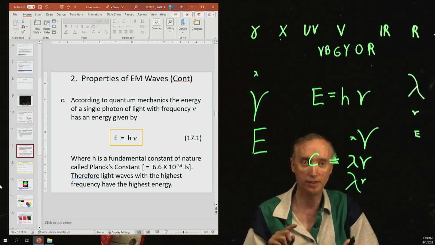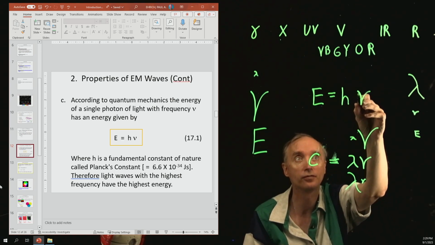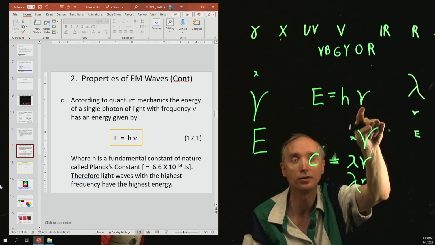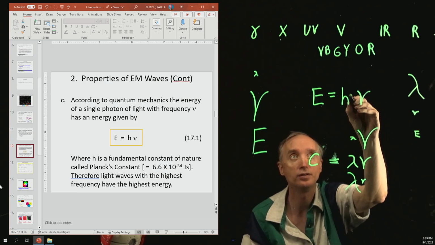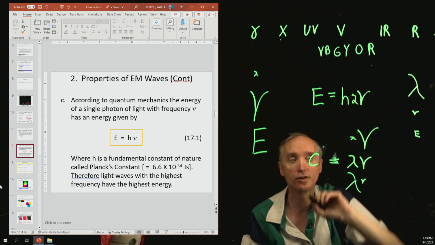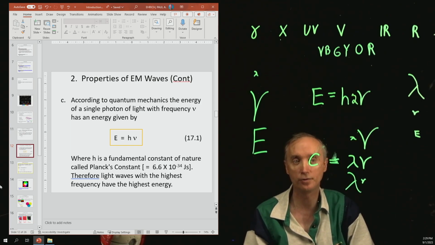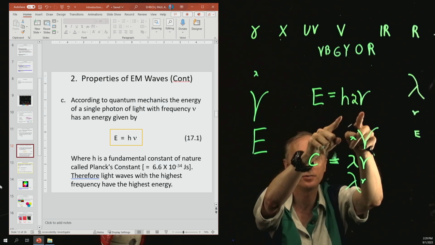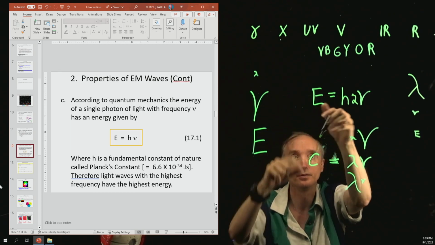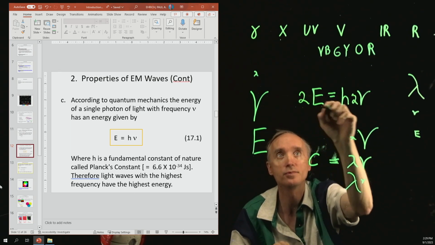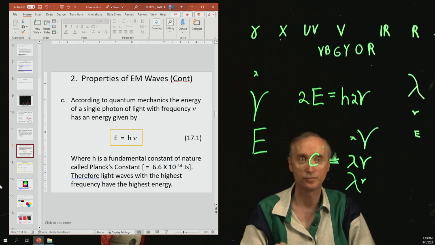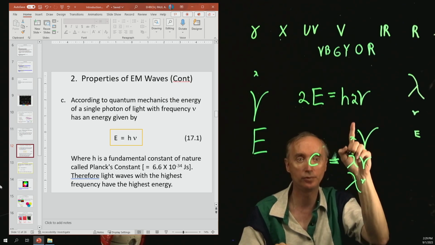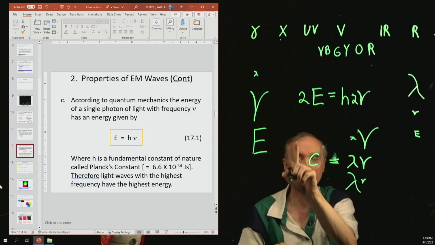What you are going to be needing to know is if the frequency gets bigger, what has to happen to the energy over here? So let's say, for example, that we double the frequency. Whatever you do to one side of an equation, you got to do to the other side. So if it's 2 times the frequency, it's going to have 2 times the energy. So as the frequency goes up, then the energy goes up.